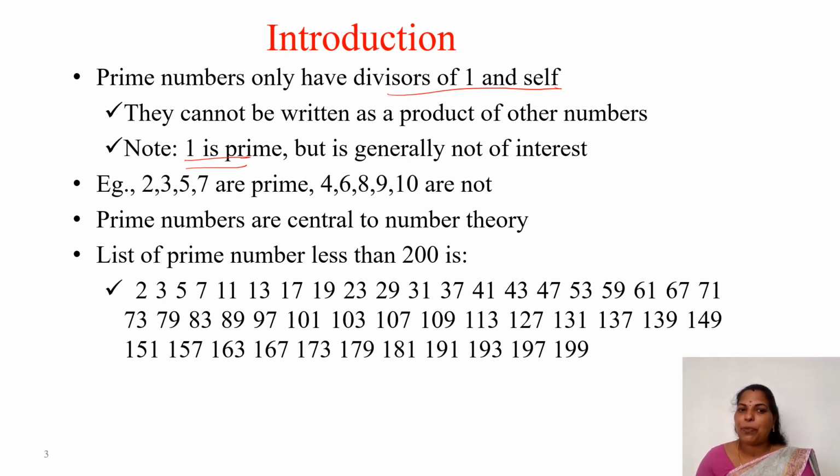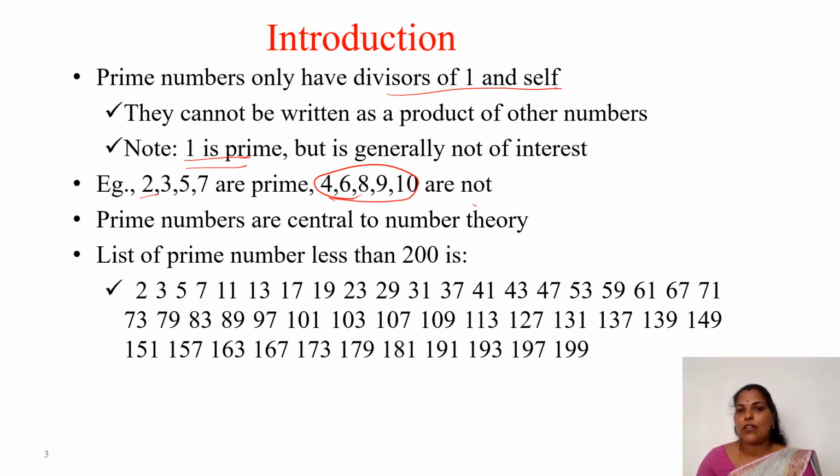The examples of prime numbers are 2, 3, 5, 7, and 4, 6, 8, 9, 10 are not. Why are these numbers not prime? Because they have more divisors. 4 has divisor 2, 6 has divisor 3, 8 has divisors 2 and 4, 9 has divisor 3, and 10 has divisors 2 and 5. So prime numbers have divisors of only 1 and itself. The numbers which have other divisors, we call composite numbers. They are not prime numbers.